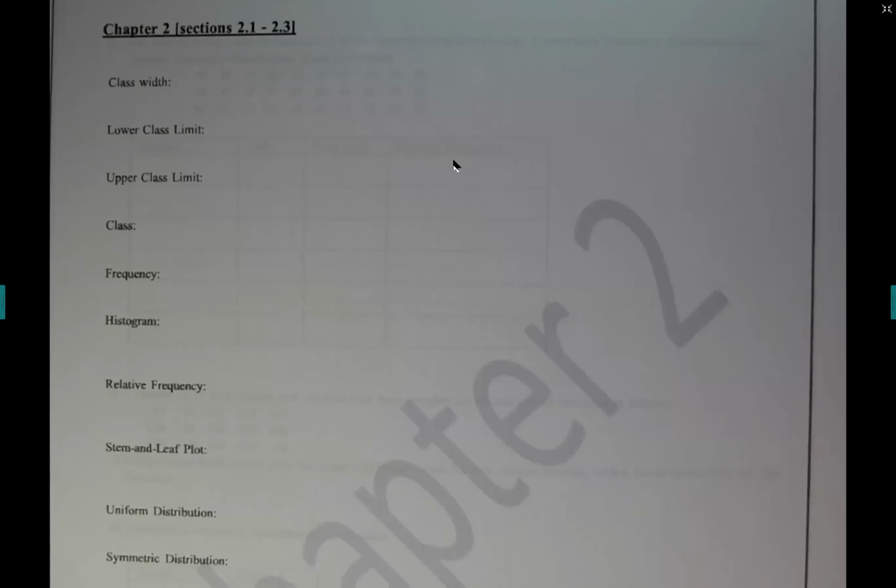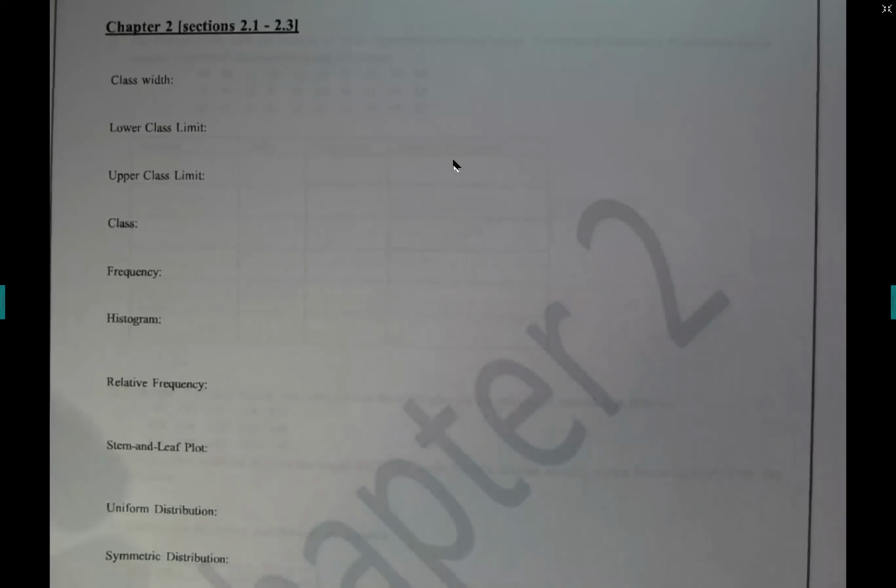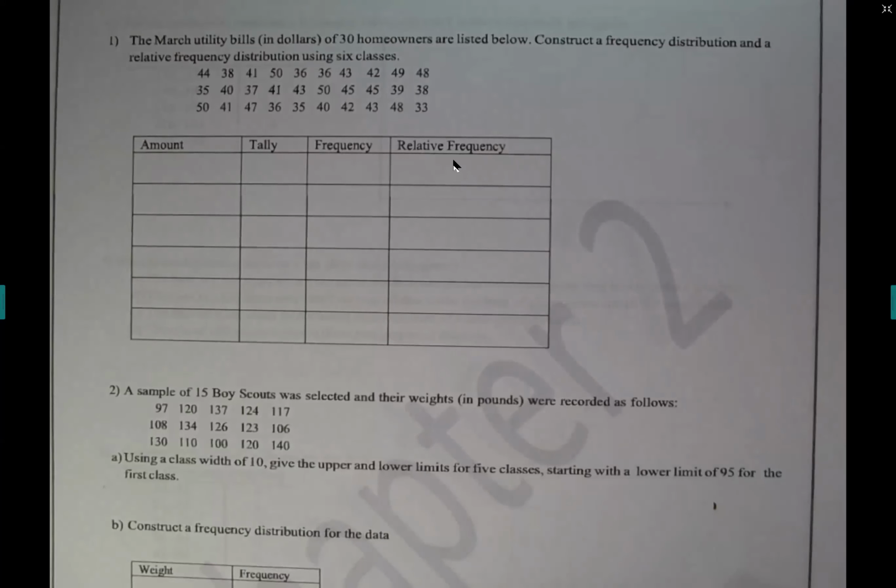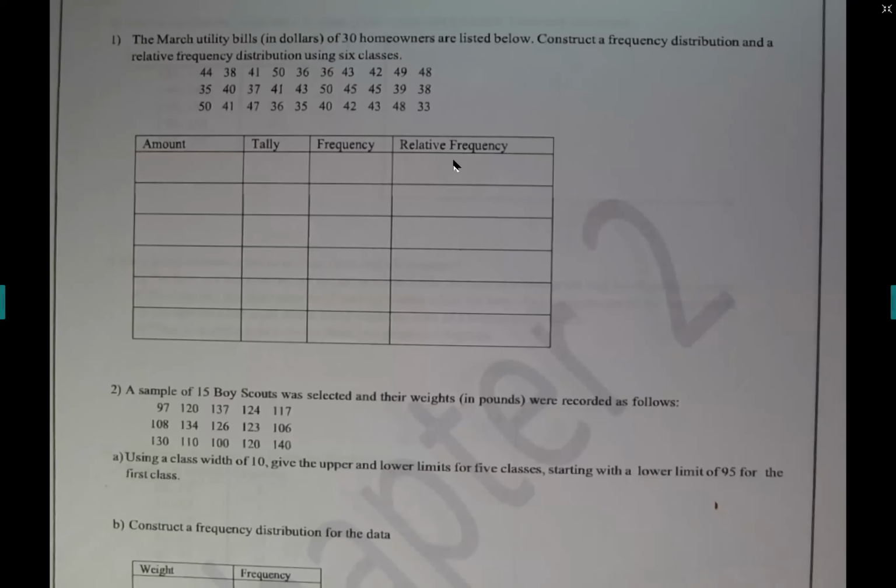Okay, the first section, we're going to learn how to use collected data to construct what we call a frequency distribution table. The first page is a summary of the first three sections, so I don't need it at the moment. I'm going to go to the first example that you have right here.